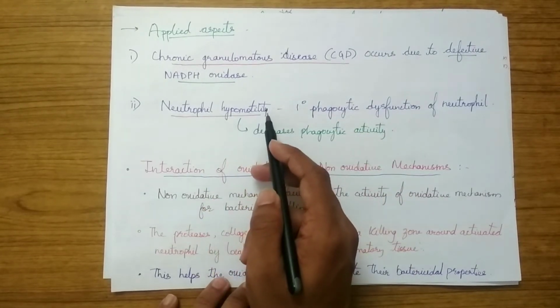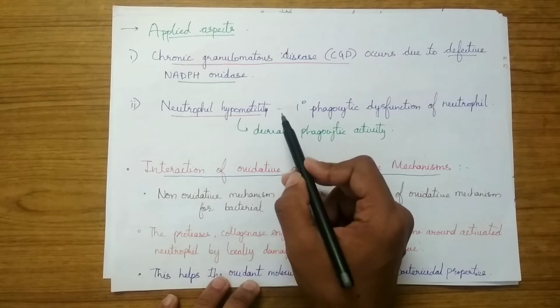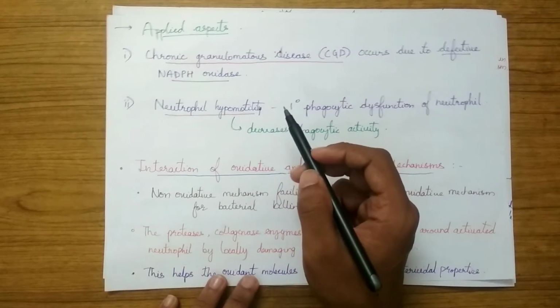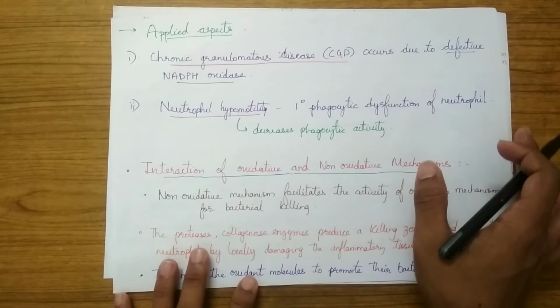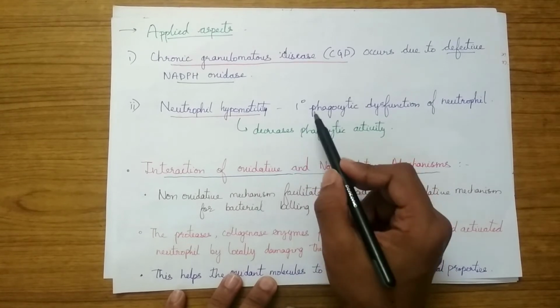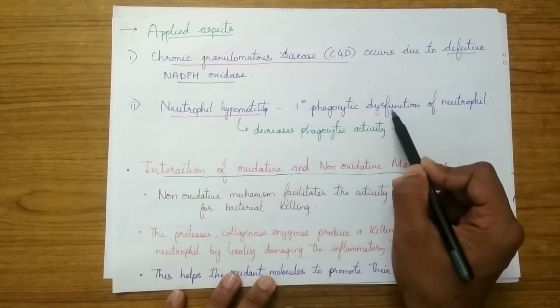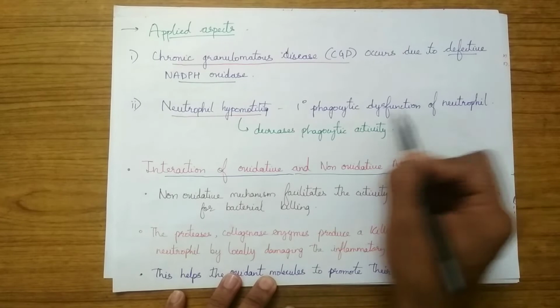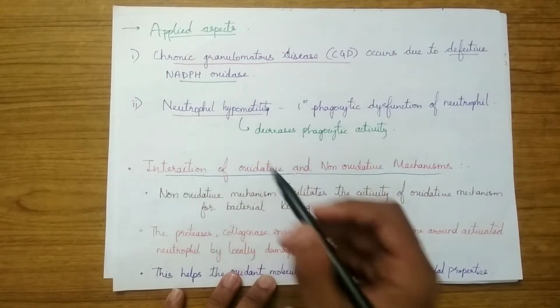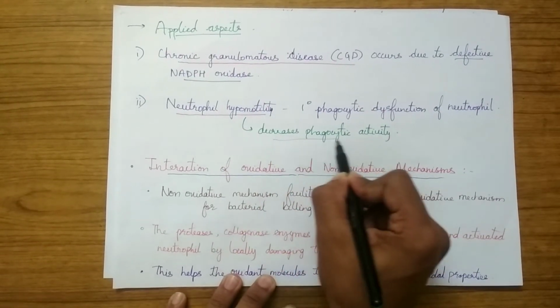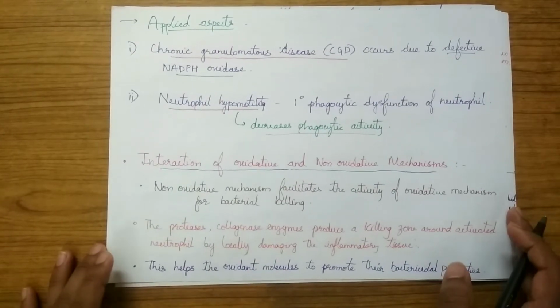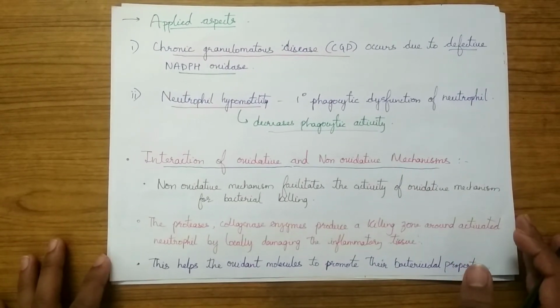Neutrophil hypomotility. The neutrophil needs to be mobile, due to which it can go to the pathogen and kill it. The primary phagocytic dysfunction of neutrophil is the neutrophil hypomotility. It decreases the phagocytic activity because the neutrophil is no more motile.